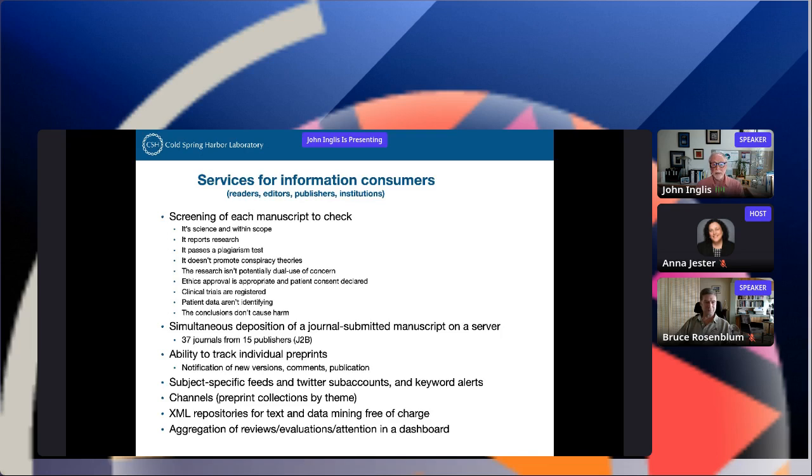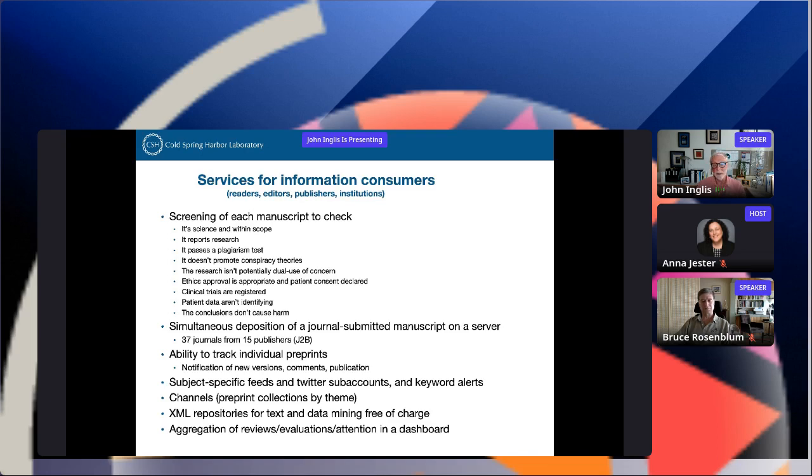You can see there that they cover a variety of concerns that we have about the release of clinically relevant information freely into the community. We also offer a service we call J2B for bioRxiv, which is the opportunity, should a journal or editor wish to offer that to an author, the opportunity to simultaneously deposit a manuscript on a server at the same time as a manuscript is submitted to the journal.